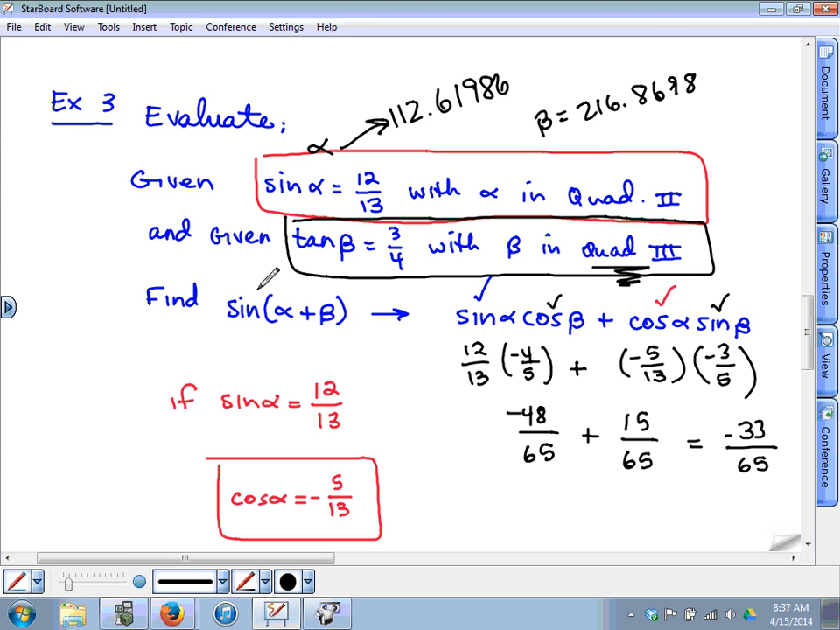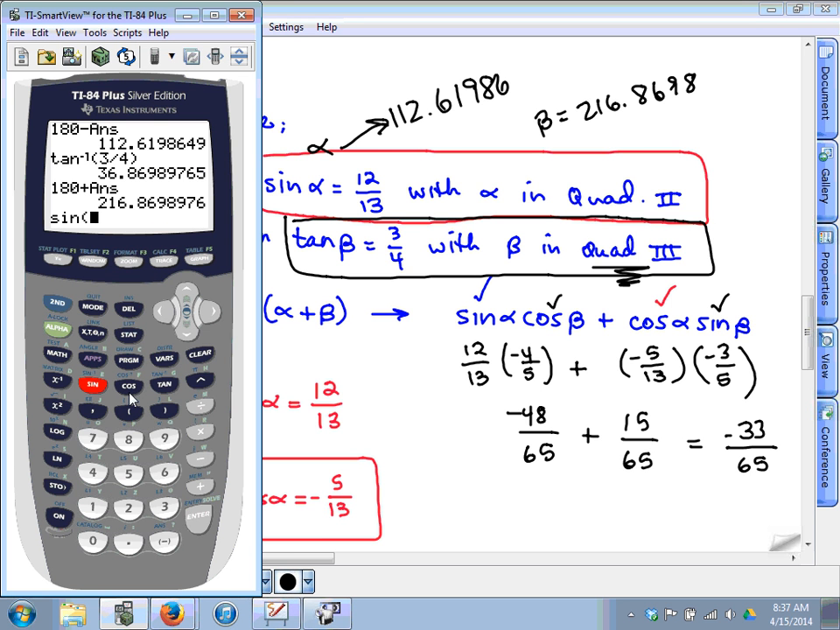So the actual question was asking for the sine of alpha plus beta. So now you could type in the sine of that answer, 216, plus, let's see if I can copy this answer here. Cool. So it's negative 0.5076923084.